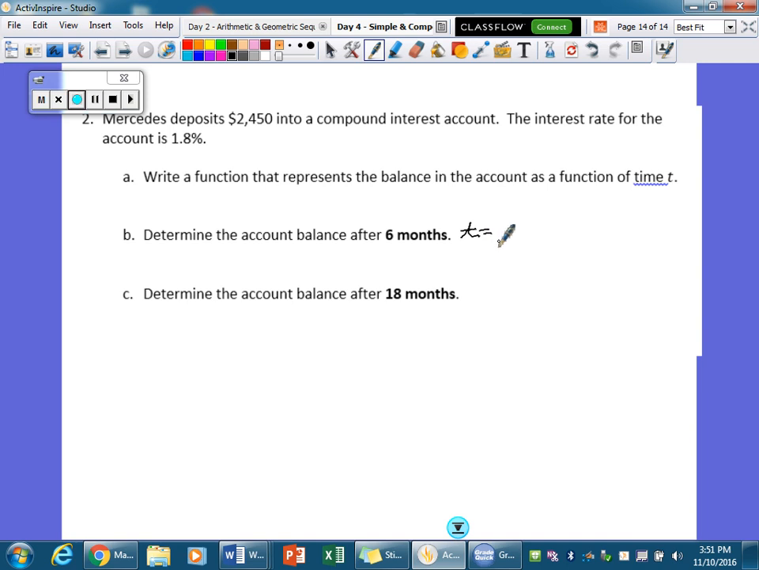Your T, remember, has to be in years, so we can't substitute 6 in. If it's 6 months, that is half a year, right? So you're going to substitute in T equals 0.5. Now for 18 months, it's 1 year and 6 months. So it's 1 year and a half. So your T is 1.5. Something to think about. This will occur on your test, so I'm giving you your hints now. But you need to remember that when you see months, you have to change it to years.